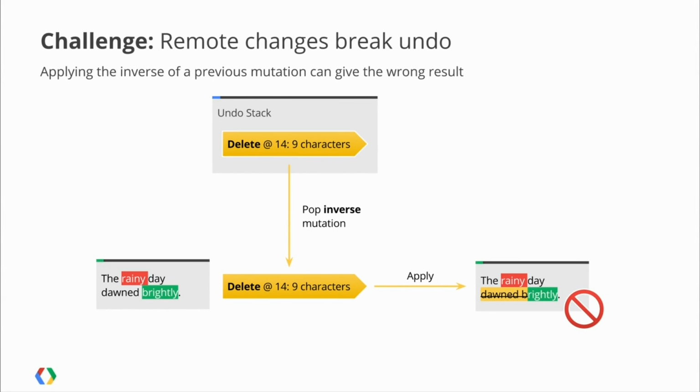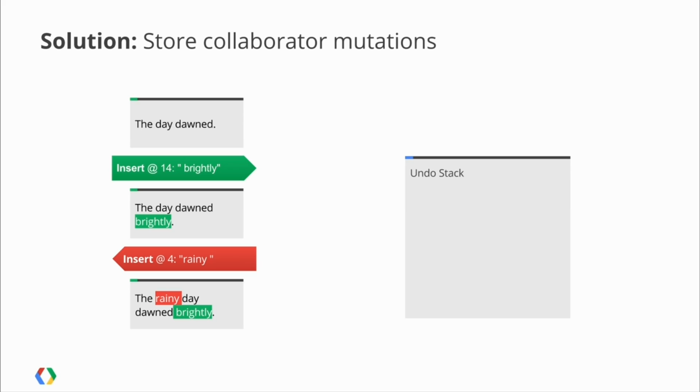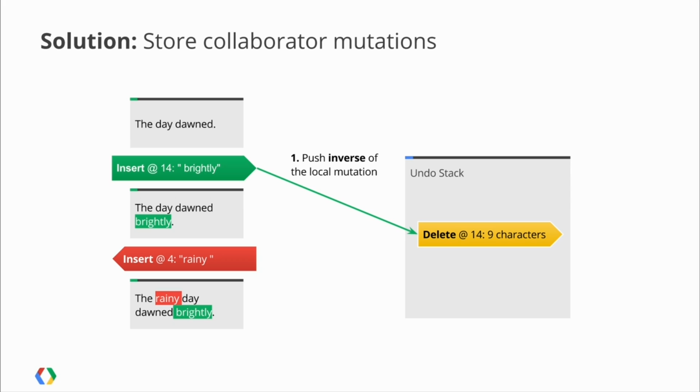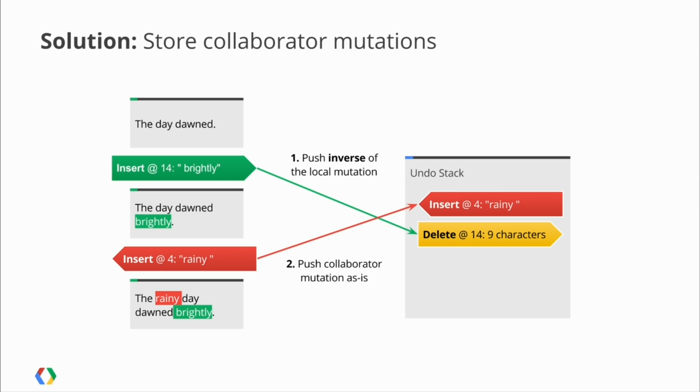If we just keep the undo stack like that, and then we try to undo that user's last change, we pop this inverse mutation off the stack and apply it, and we run into the same problem where this inverse mutation doesn't make sense anymore. It deletes the wrong section of the document. So we can solve this. What we do instead is we still store this inverse mutation on the undo stack, but in addition, we store all of the collaborator mutations as they come in. So now this undo stack consists of a combination of inverse local mutations and collaborator mutations.